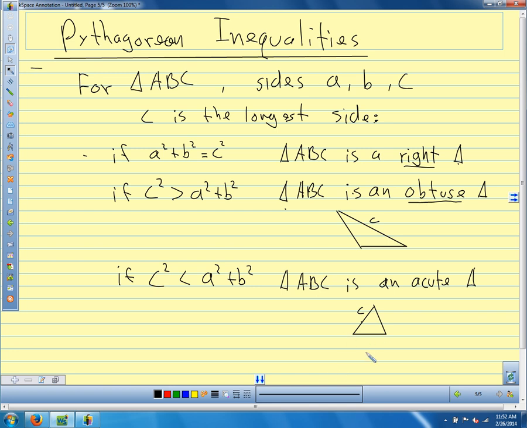So obtuse, c squared is bigger. Acute, c squared is smaller. Right, c squared and a squared plus b squared are exactly the same. This is how we figure out what kind of triangle we have if the Pythagorean theorem doesn't work. If the Pythagorean theorem works, we have a right triangle. If it doesn't work, we have an obtuse or an acute triangle.